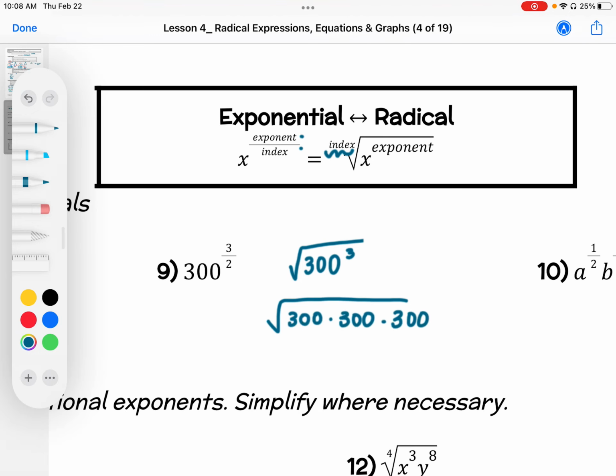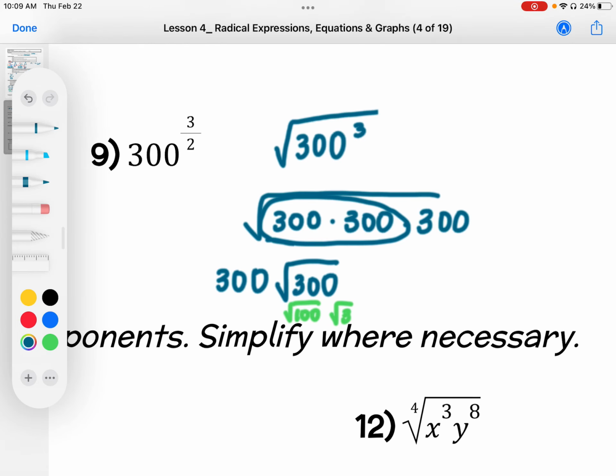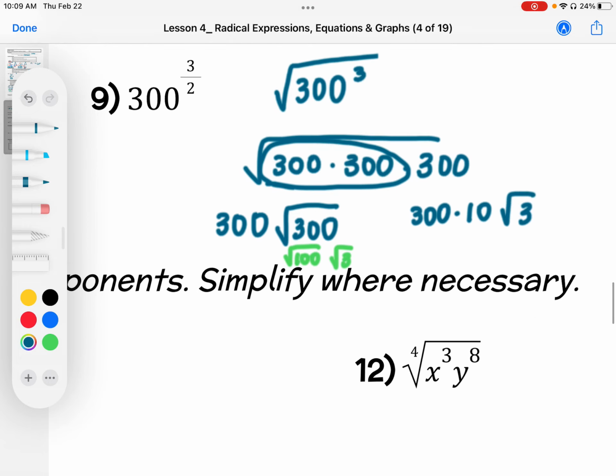And just like we did above, we want to simplify. So we're looking for groups of 2. So we have two 300s. So we can pull one 300 out, and we have one 300 left on the inside. Then we can simplify 300, and then that's a little easier of a problem to look at. So 300, we can break it up to be 100 times 3. So we would have 300 times 10 square root 3. So that would be 3,000 square root 3 for that one, which is a very big number.